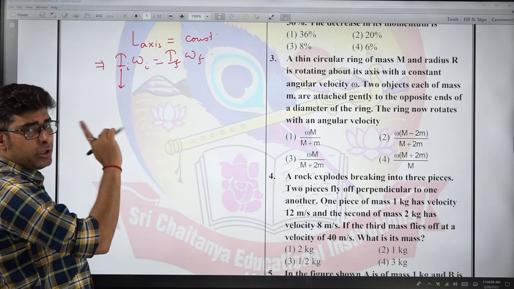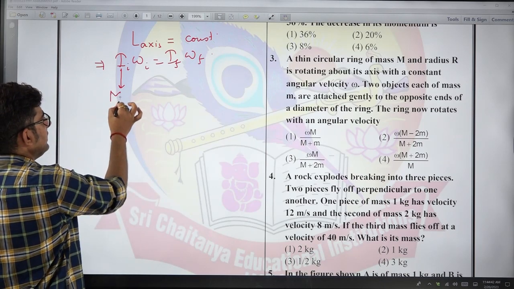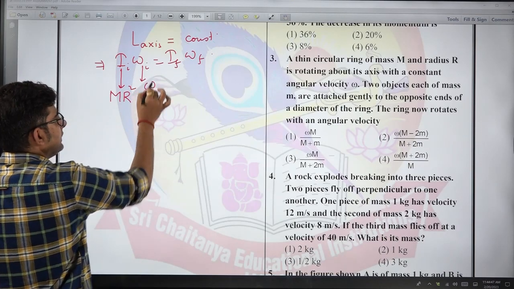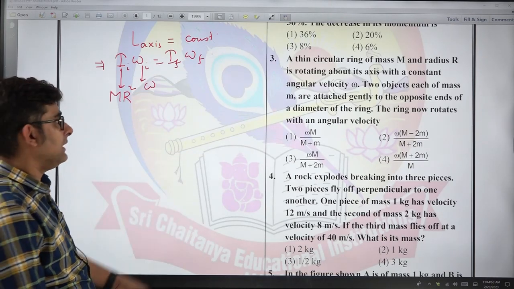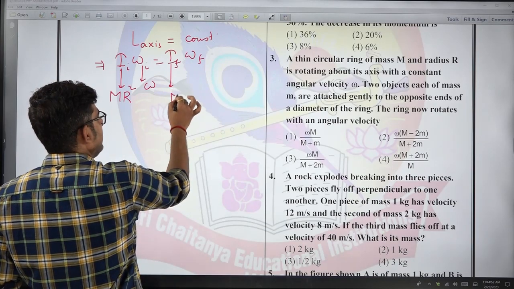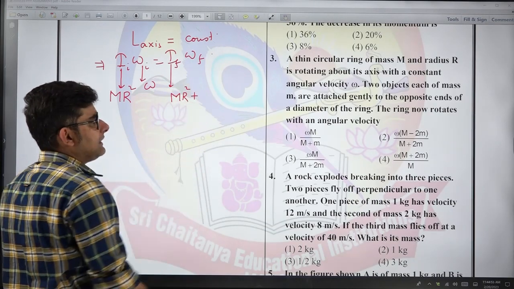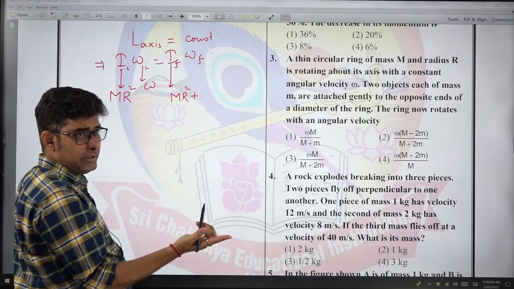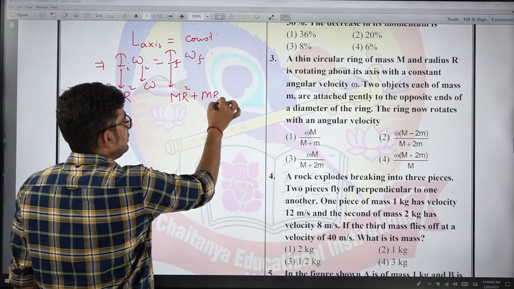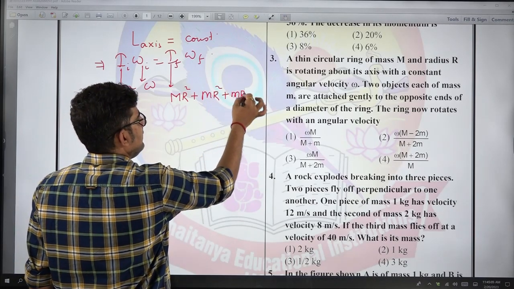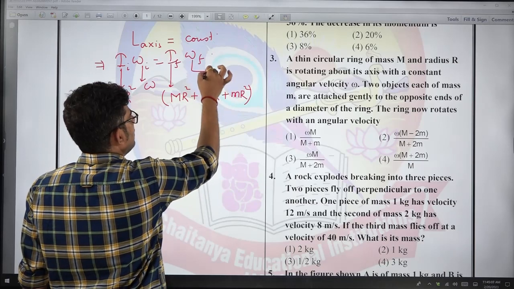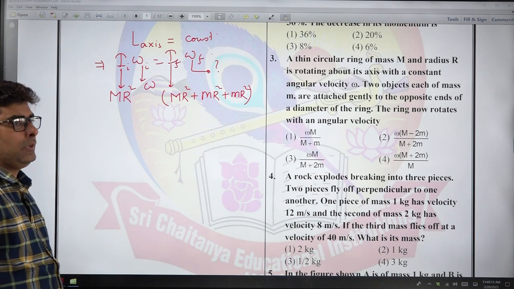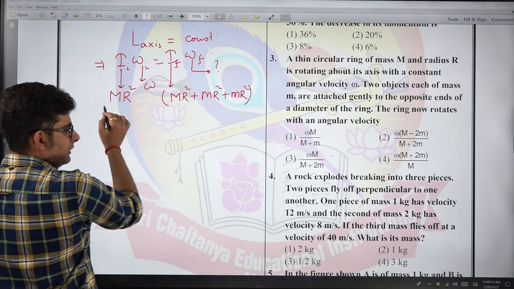Now what you will put in place of I initial? Earlier who was rotating? Only the ring. So ring moment of inertia about its central axis is how much? mr square. What is omega initial given? Ring is rotating at omega. Now finally what is happening? The ring is rotating, but you have also attached two masses m. So their distance from the center will be r only. So moment of inertia due to them will be mr square and mr square, and this final omega they are asking. So that's it, we get the value from here. Okay, so this was for the third question.